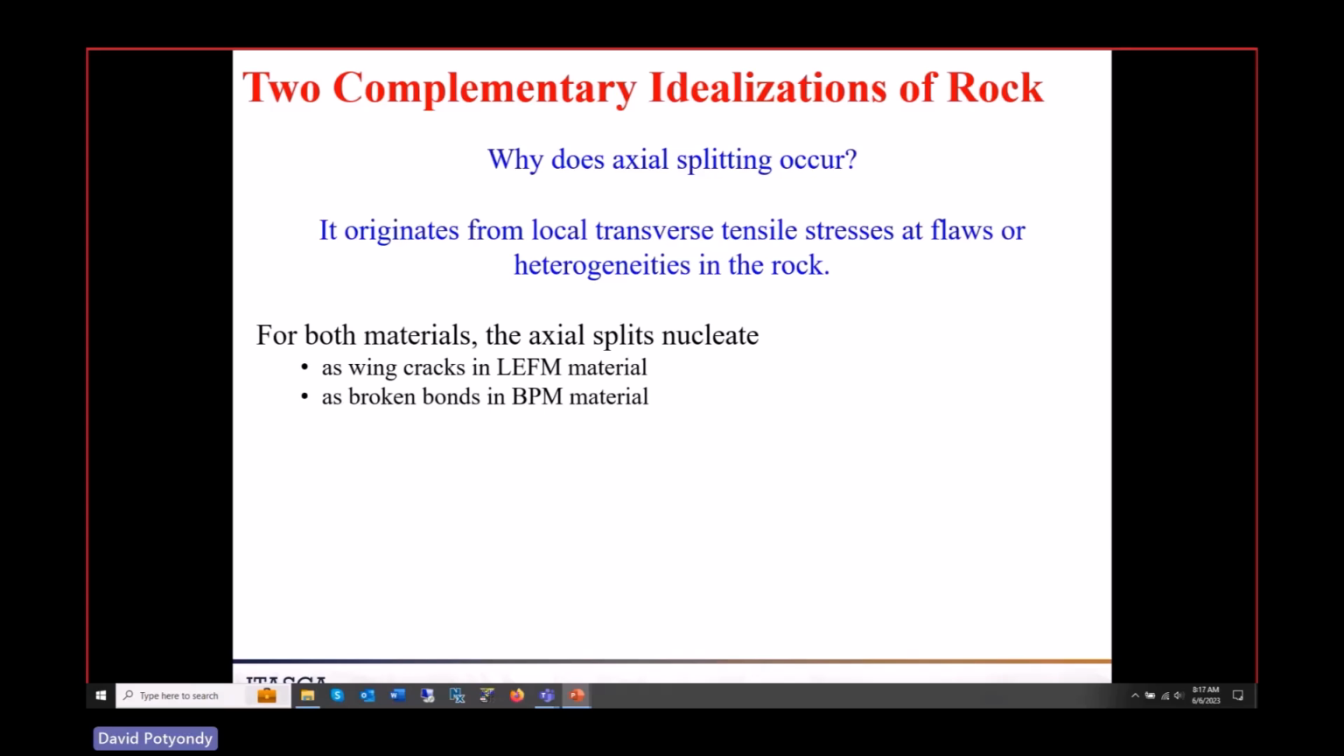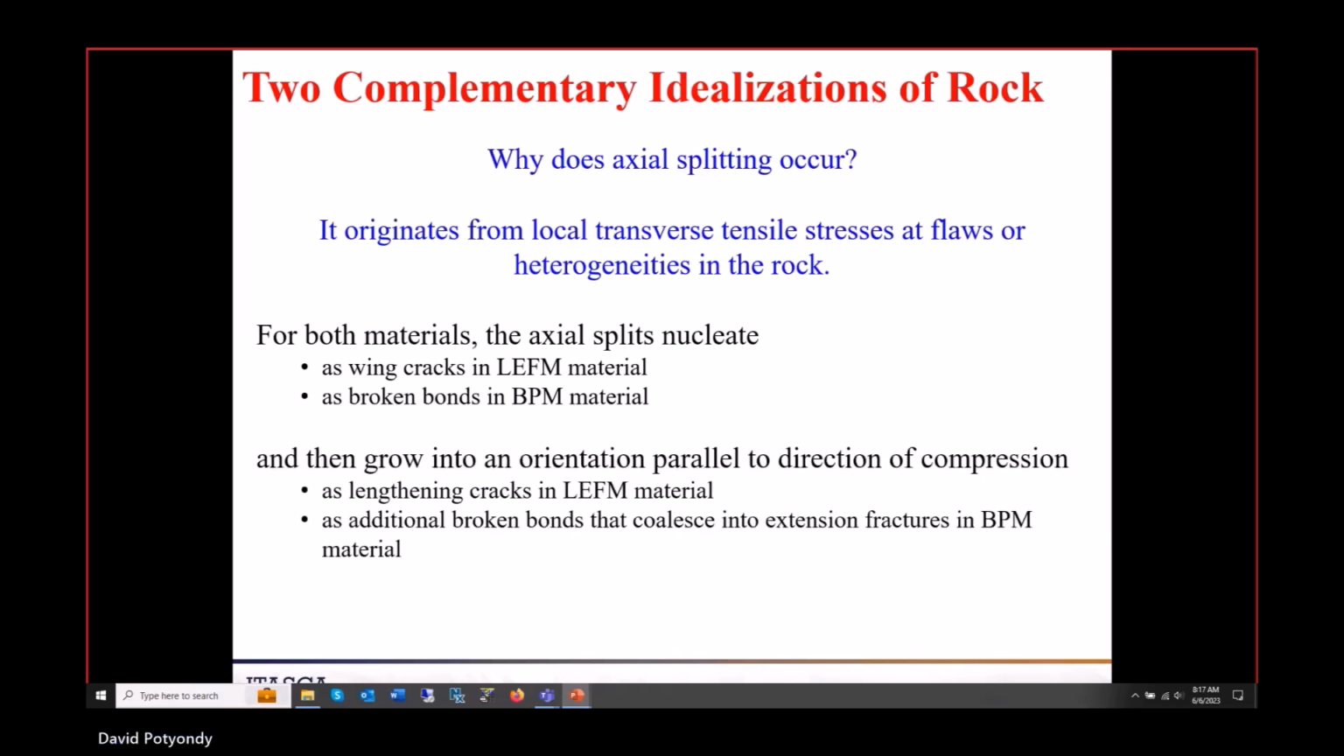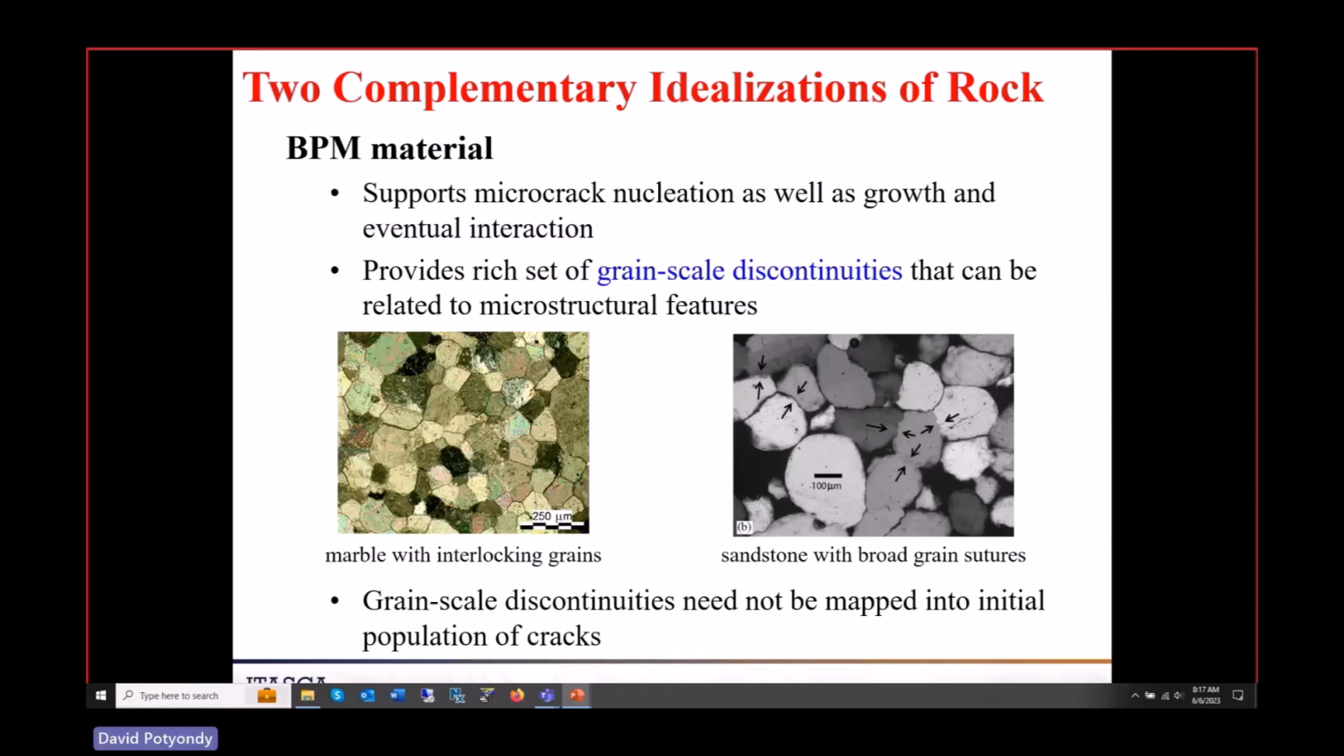So in both of these idealizations, you get axial splits nucleating, right? They start happening as broken bonds in a BPM and as these wing cracks in an LEFM material. And then they start growing into an orientation parallel to the direction of compression. In the LEFM material, you get these lengthening wing cracks, and in the BPM, you get a coalescence of these broken bonds, right?